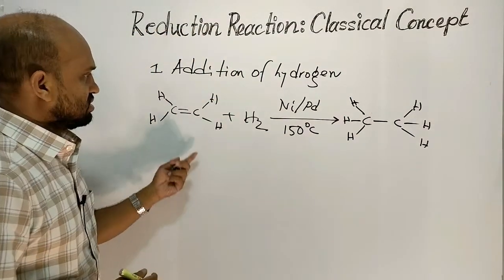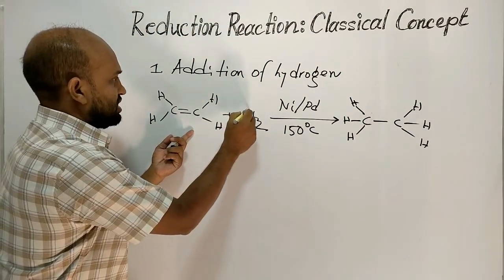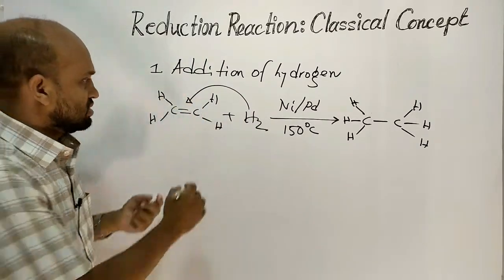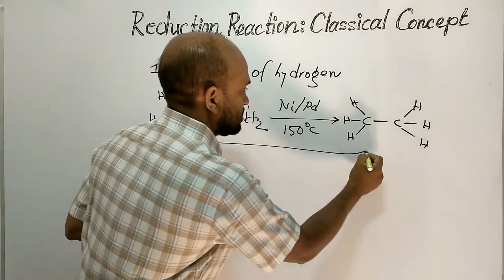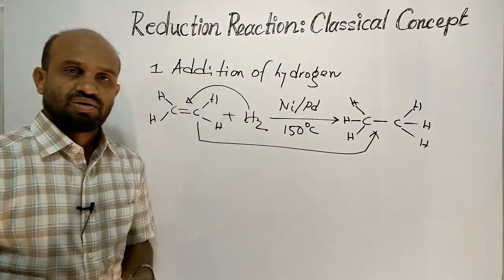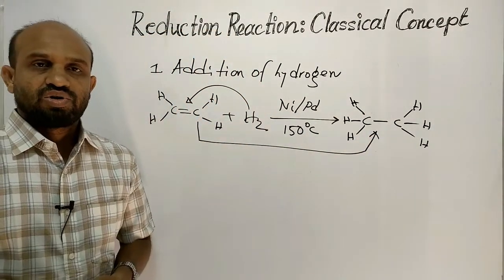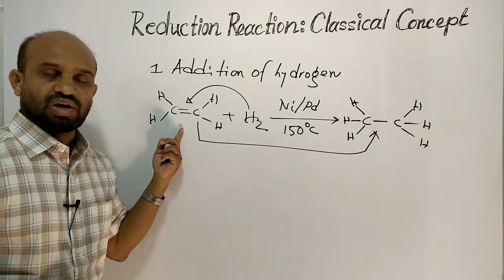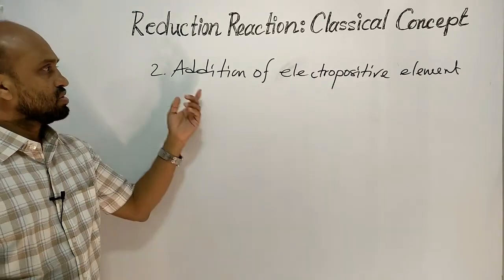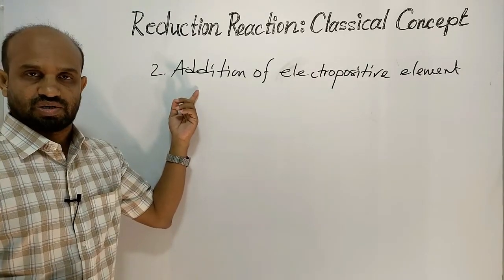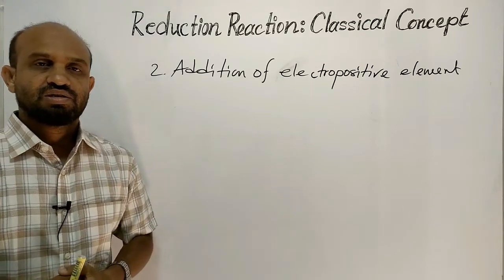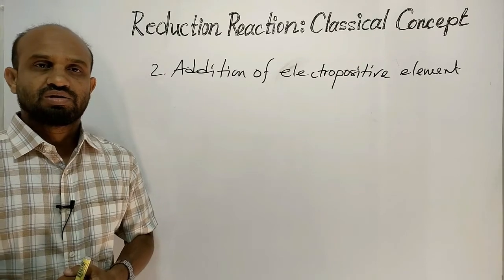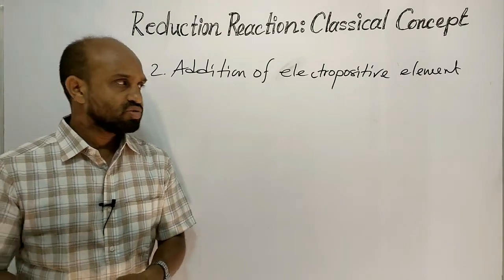So in this reaction, hydrogen is added to ethene and ethene is converted to ethane. So it's a kind of reduction reaction because here addition of hydrogen occurs. Now addition of electropositive element. That means the reaction in which addition of electropositive element occurs is called a reduction reaction. Let's see one example.